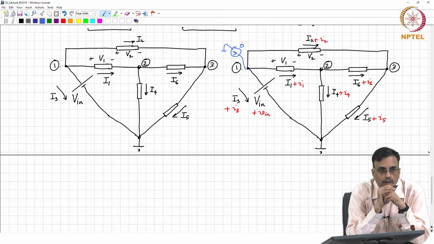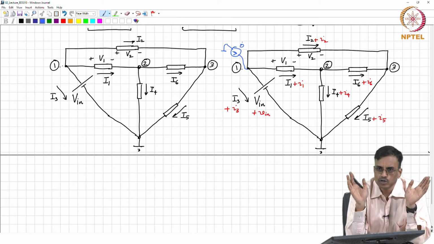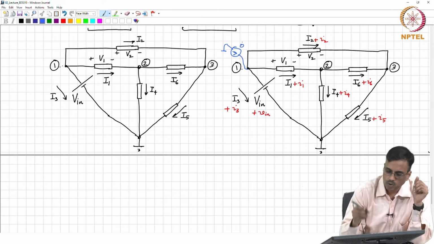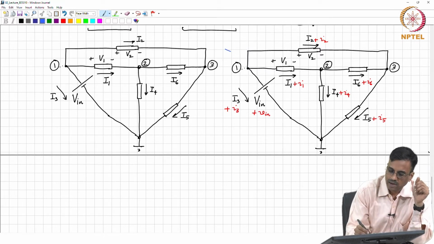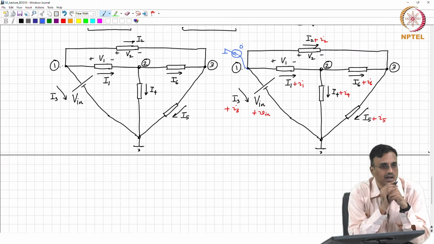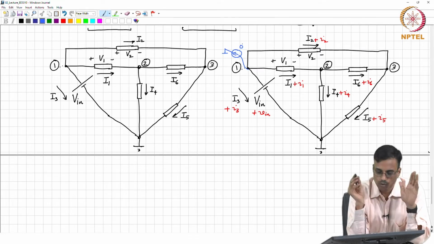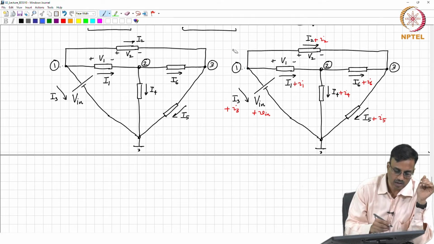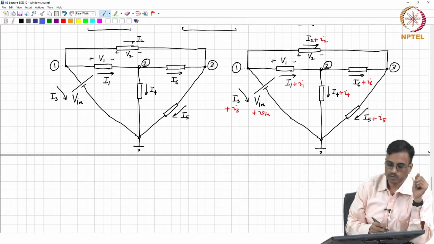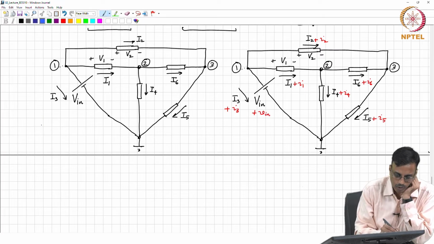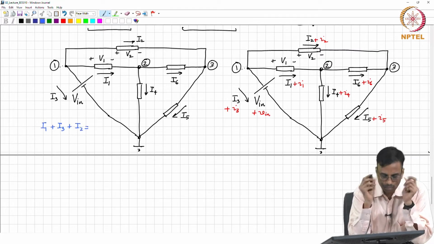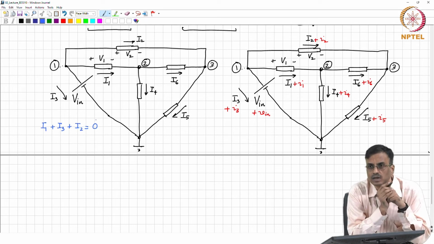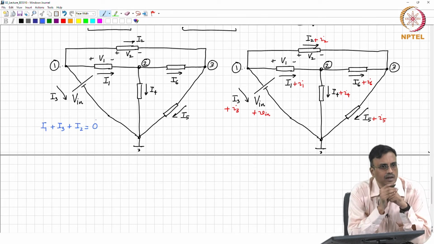Now, there is no change, correct? All right. So, now if I pull current out in the opposite direction, a current which is 0, what comment can you make? No change, very good. Okay. Now, I would like to draw your attention to an observation. What comment can we make about I1 plus I3 plus I2? That must be 0 because they must satisfy Kirchhoff's current law.